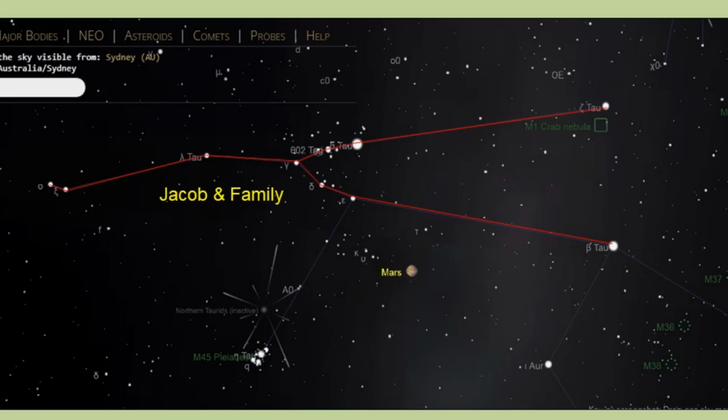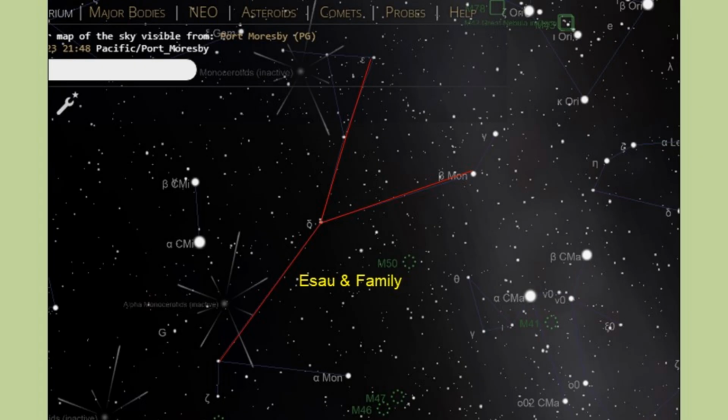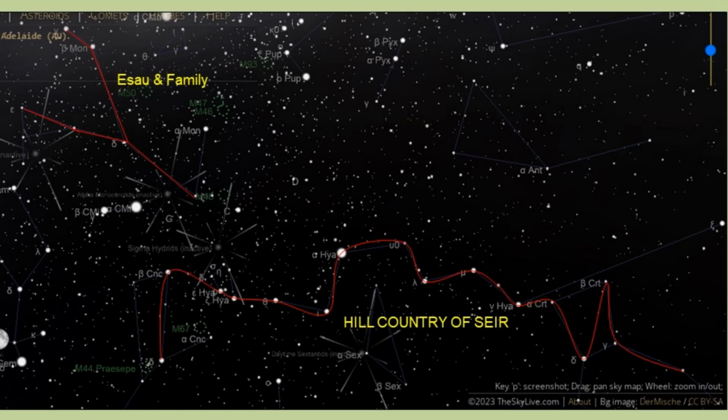We have also seen an arrangement of Jacob's family as seen in this picture. Similar to this arrangement, there is an arrangement of stars in the constellation Monoceros, and the impression carved out by joining the stars of the constellation Hydra resembles hill topography. This confirms that the constellation Hydra is the hill country of Seir.